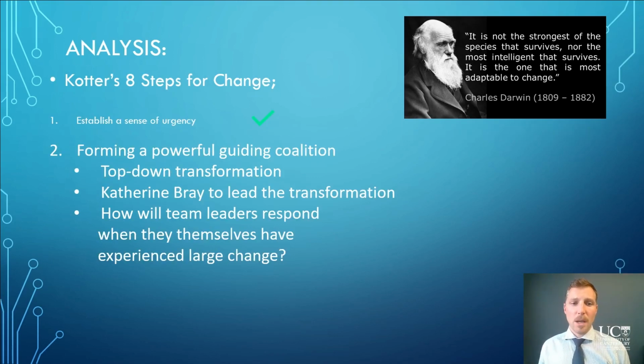Step 2, forming a powerful guiding coalition. From the information that we've received in the case study, it appears again that this has happened. We know that Catherine Bray was appointed to lead the transformation, and the work was organised into 4 streams: services, connectivity, agility and culture. Now it's easy in hindsight to read the case study and realise that culture is one of the big sticking points that needs to be addressed. And of course, the frozen middle is something that needs to be strongly focused on in order to make this change successful.